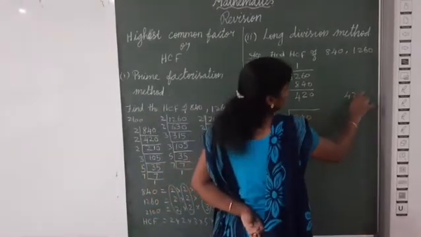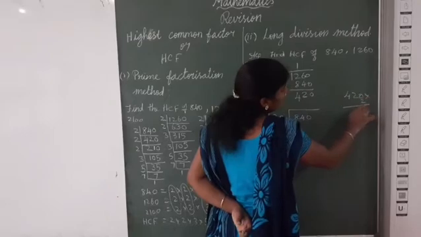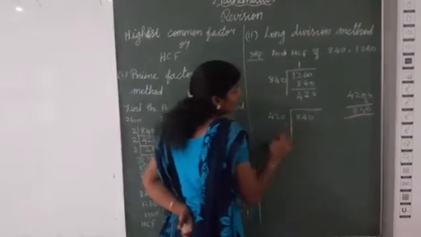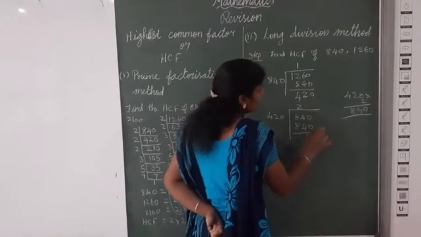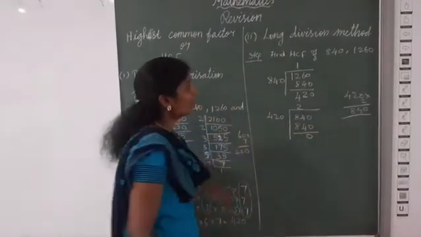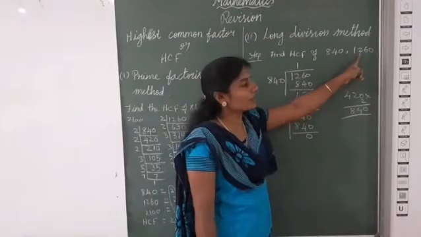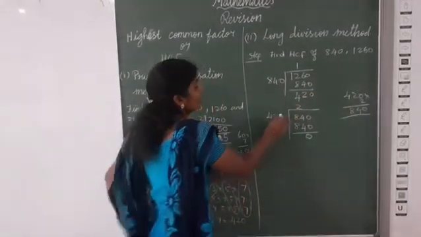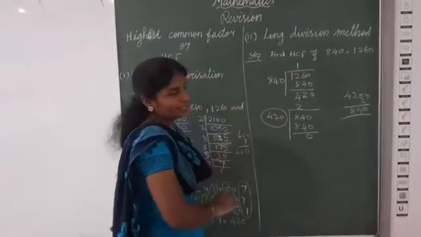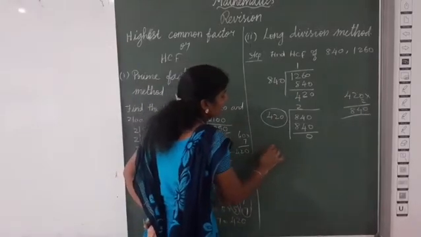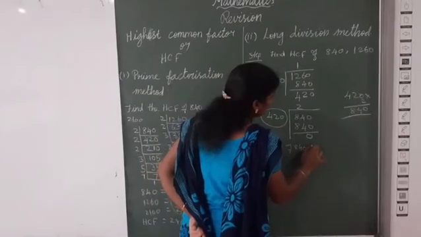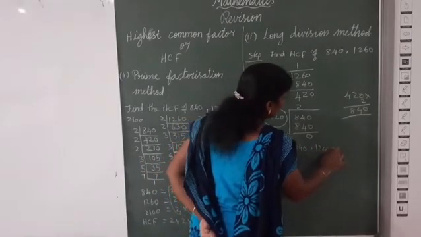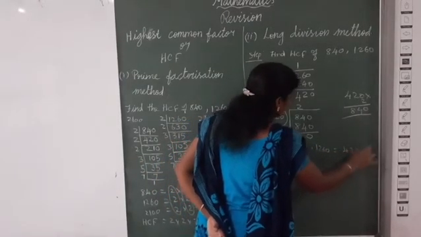2 times means 2 into 0, 0; 2 into 4, 4; 2 into 8, 8. So 2 times 840, we'll get remainder 0. So what is the HCF of 840 and 1260? 420. Therefore the HCF of 840 and 1260 is equal to 420.